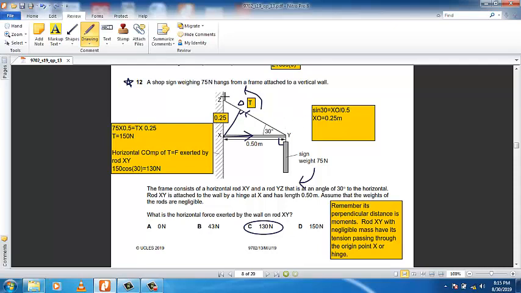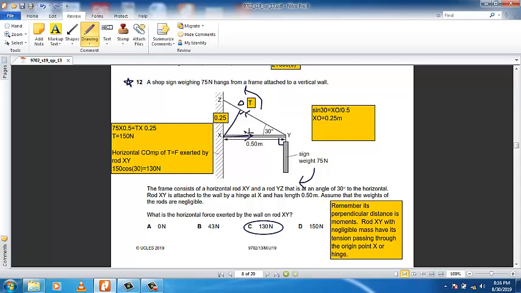So this is the tension and this is the distance. Now the question comes, why are we not considering this tension? Because we are not considering this tension in this rod because it's passing through the hinge. When the forces pass through the hinge, they do not have any perpendicular distance, so the forces nullify. So the weight of the sign and the tension in this string will be considered. Just apply simply that 75 into 0.5 equals T into this perpendicular distance, which is 0.25. So find the T. This T is 150 Newtons.